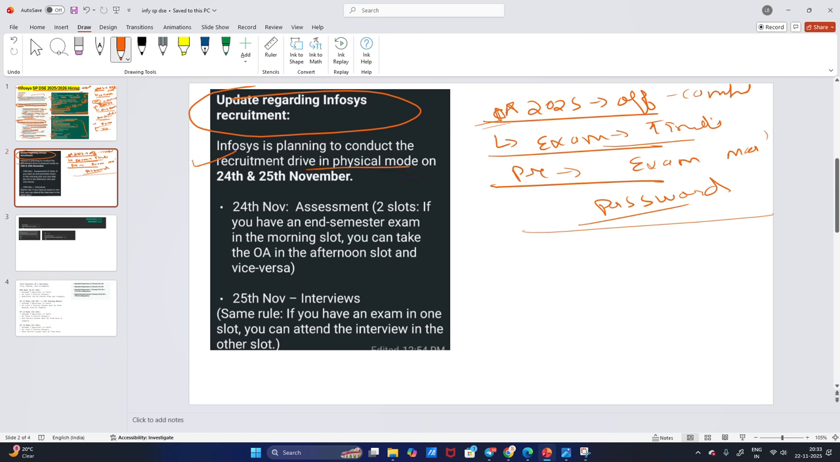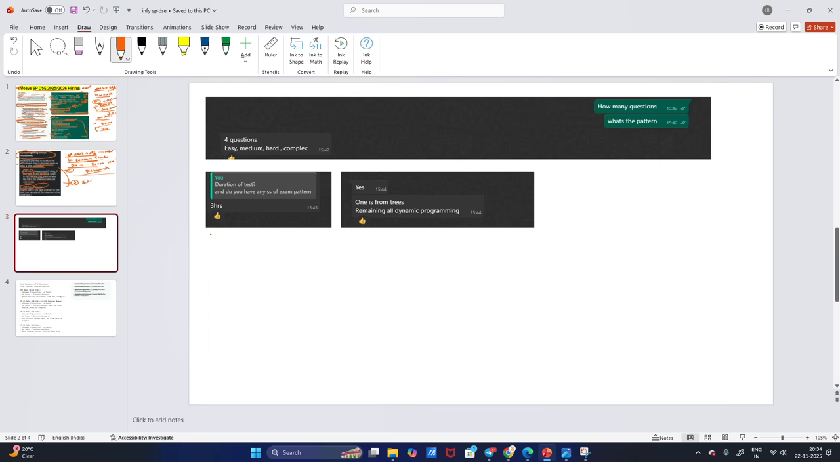The 2026 batch recruitment drive was conducted in physical mode on 24th and 25th November. On 24th November there was the assessment, with 2 slots. If you have an end semester exam in the morning, you can take the OA in the afternoon slot and vice versa. On 25th November was the interview, same rule. Basically, the assessment is on one day and the interview is scheduled on the second day. This is the Infosys recruitment process.